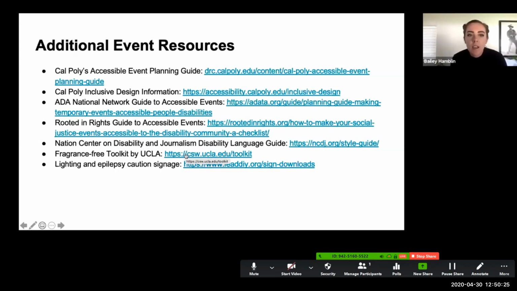from UCLA. And then I also liked some lighting, if you were needing examples of signage, and we talked a lot about signage and icons today. That last link on there is some examples of things you might put up to warn folks about different types of lighting that are being used in events.